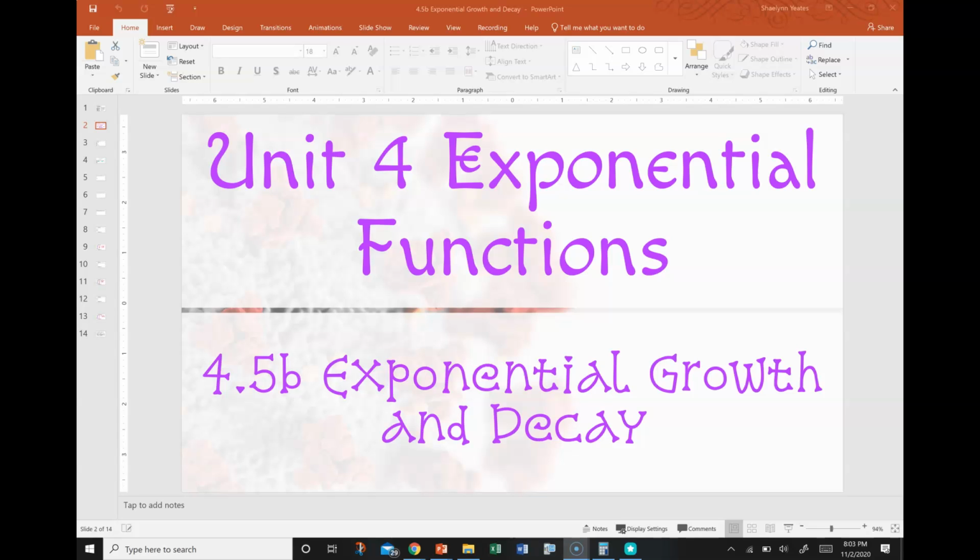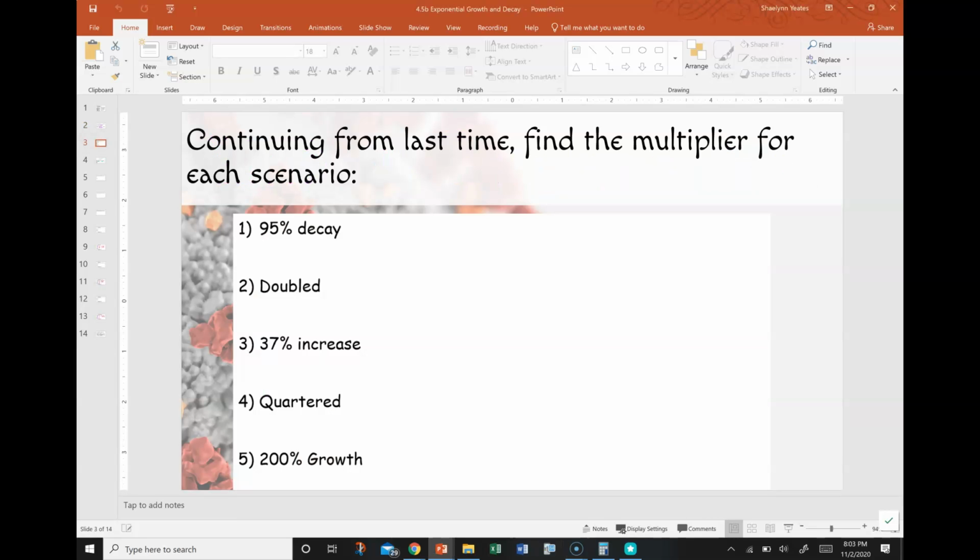All right, so we are doing exponential growth and decay. And from here, we are going to be writing those equations. Last time we talked a lot about what is exponential growth, what is decay, if I'm adding a percentage, if I'm subtracting a percentage, all of that. We're going to do some stuff with it. So continuing from last time, we're going to find the multiplier for each scenario.